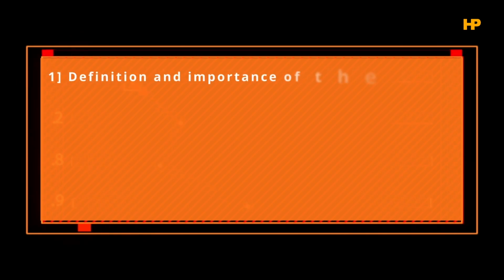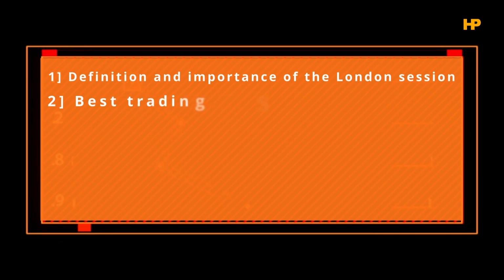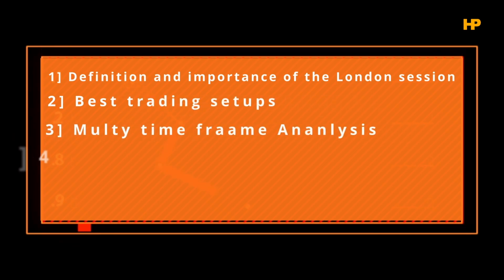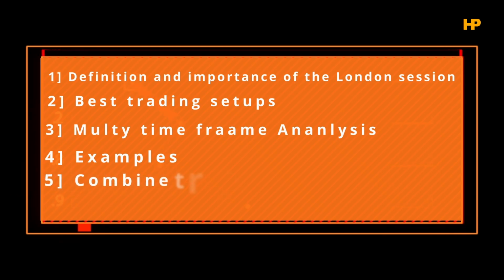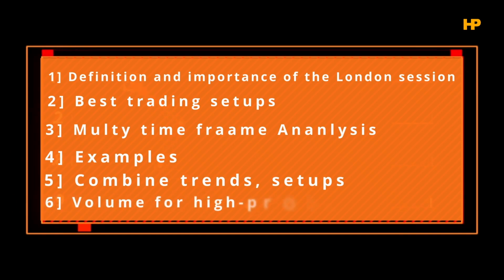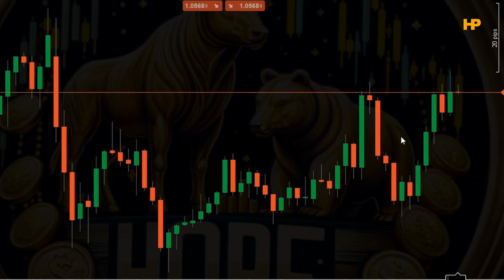The first one is definition and importance of the London session. The second one is best trading setups. The third one is multi-timeframe analysis. The fourth one is real-world examples. The fifth chapter is how to combine trends and setups, and the final one is volume for high probability trades.